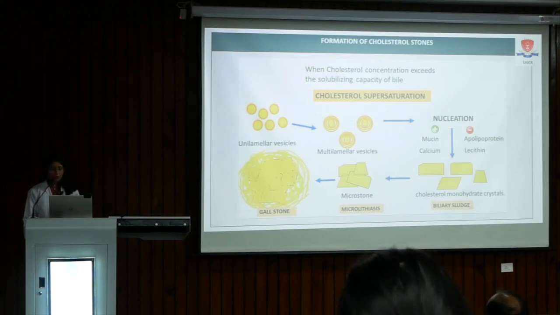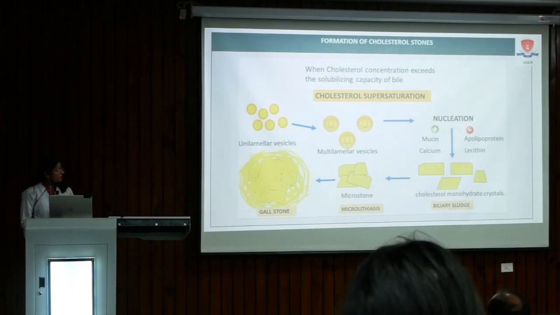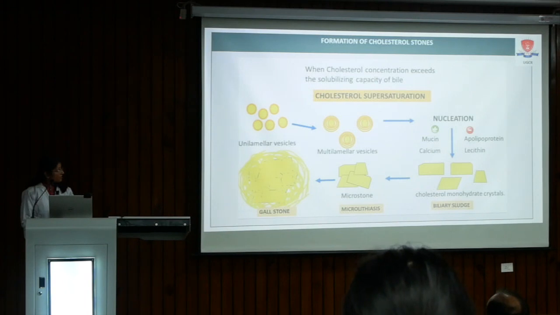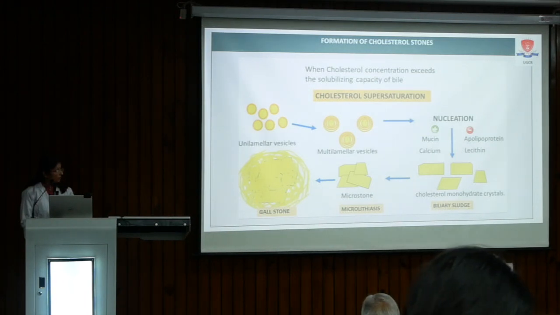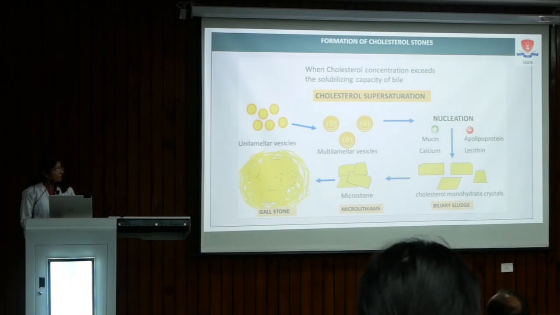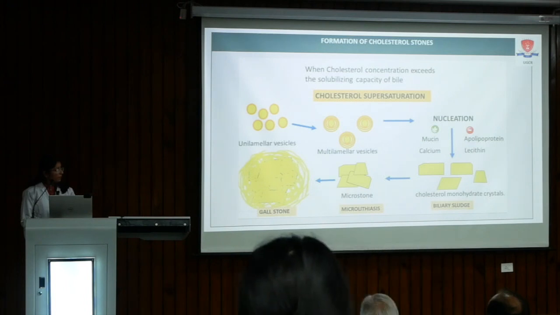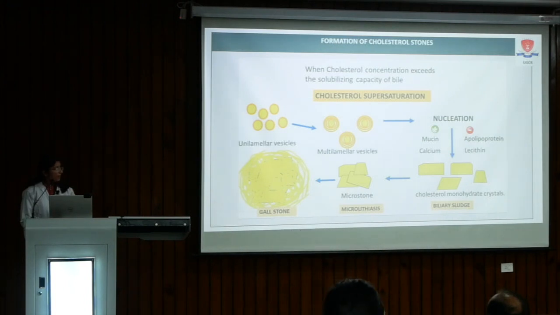First, the unilamellar vesicles are converted to multilamellar vesicles. Then these multilamellar vesicles are converted to the biliary sludge, that is cholesterol monohydrate crystals, which is promoted by the mucin and the calcium, whereas inhibited by apolipoprotein and lecithin. Then the biliary sludge is converted into microlithiasis, which is the microstone, and hence the gallstone is formed.